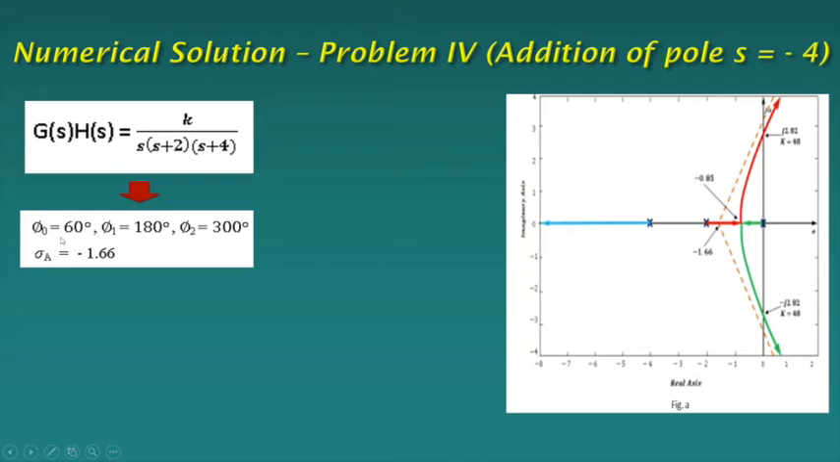Then when Q equal to 0, then phi 0 equal to 60. When Q equal to 1, then phi 1 equal to 180. Q equal to 2, then phi 2 equal to 300. Then find the centroid of asymptote. So we get centroid of asymptote is minus 1.66.